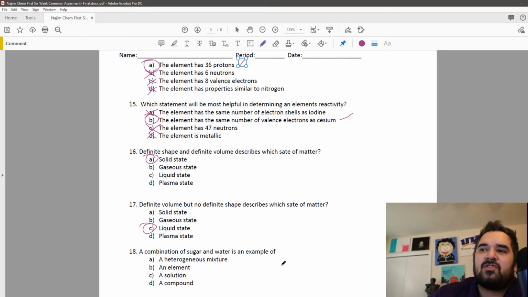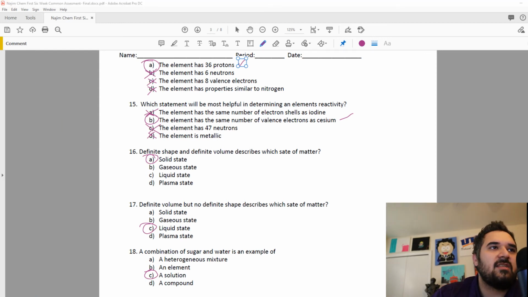A combination of sugar and water is an example of what? So if you dissolve sugar in water, you're not going to see the sugar in the water anymore. They're going to become homogeneous. So it's a homogeneous mixture. Another word for a homogeneous mixture is a solution. That's basically what number 18 is all about. The whole point of this question is to tell you that a homogeneous mixture and a solution are the same thing. And you're going to need to know that these words are used interchangeably.